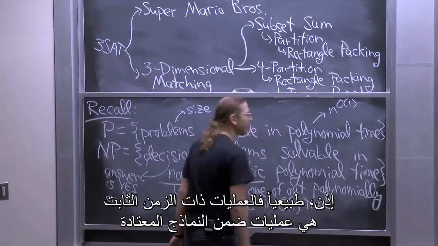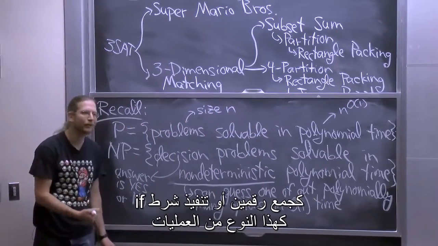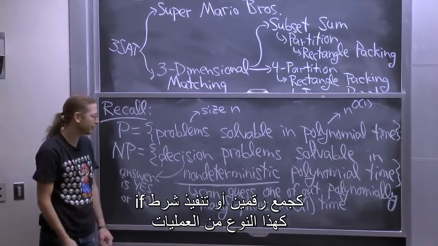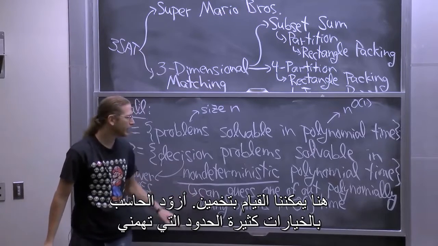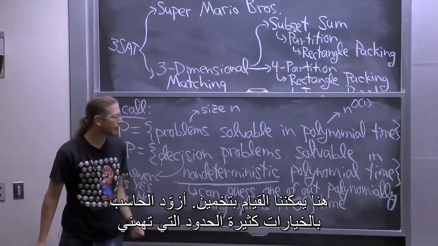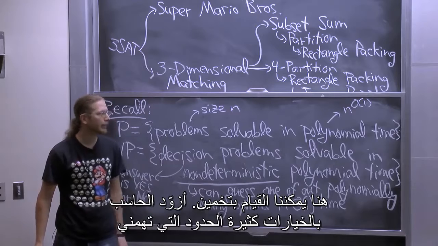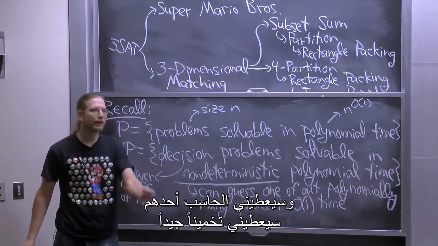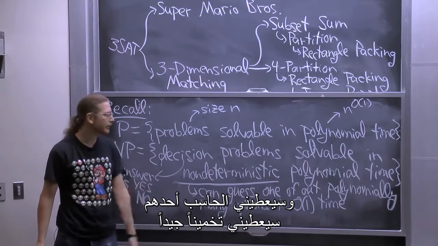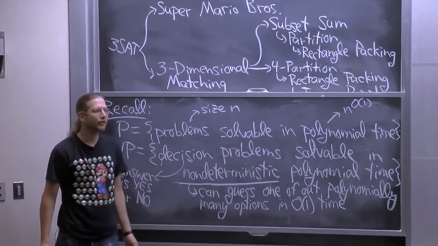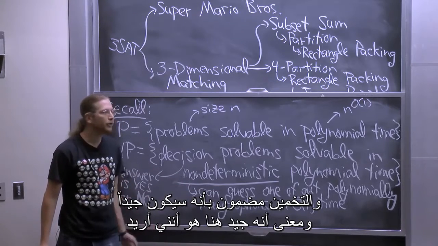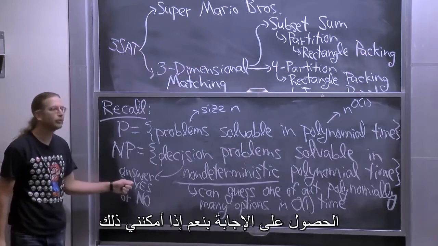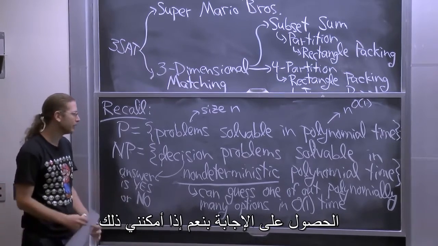So normally a constant time operation in a regular model is like you add two numbers or you do an if, that sort of thing. Here we can make a guess. I give the computer polynomially many options I'm interested in. The computer is going to give me one of them. It's going to give me a good guess. Guess is guaranteed to be good. And good means here that I want to get to a yes answer if I can.